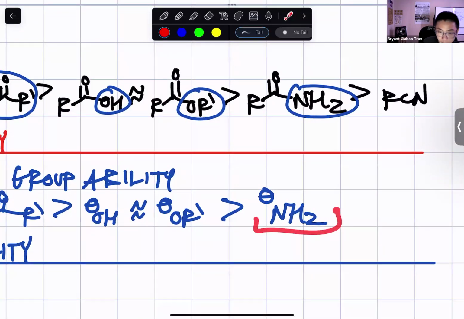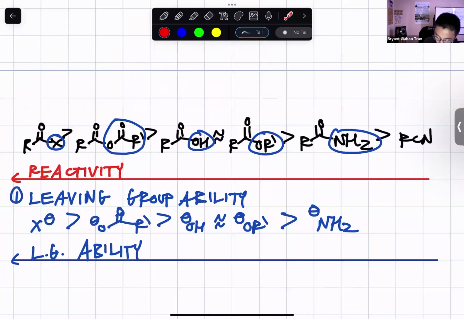The NH2 minus here is the worst leaving group because the negative charge is on the least electronegative atom. We have halogen versus oxygen versus nitrogen. Nitrogen is the least electronegative of those three. So this negative charge is the least stable on that atom, making it the worst leaving group out of these derivatives. And that makes it the least reactive, right? Because it doesn't want to leave.